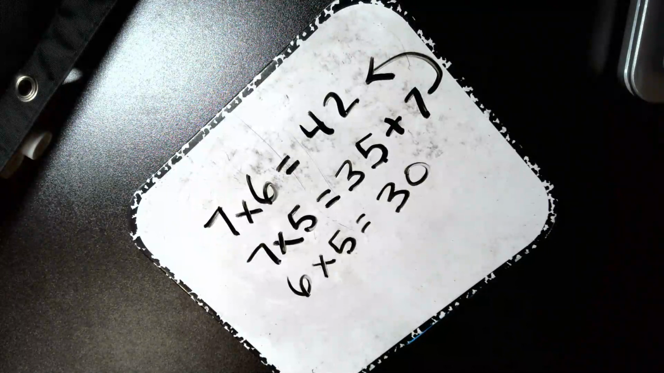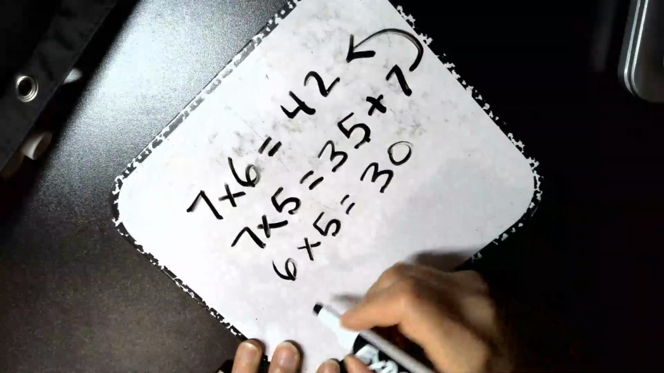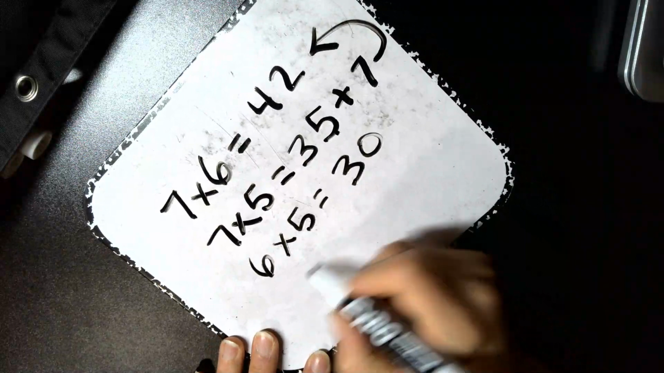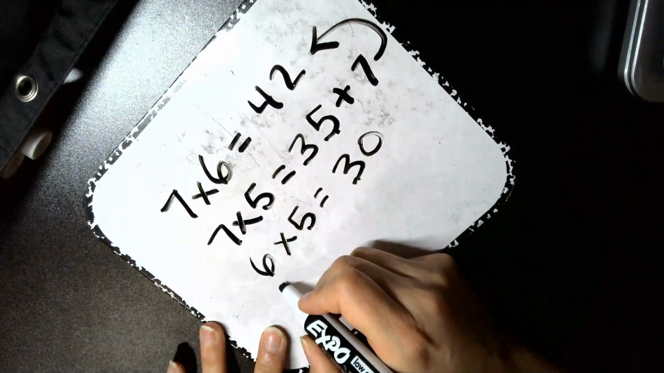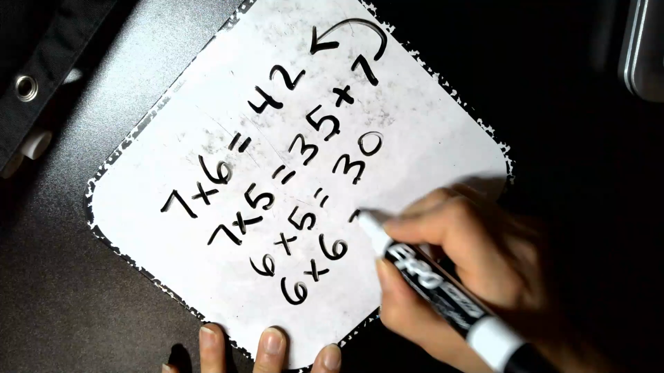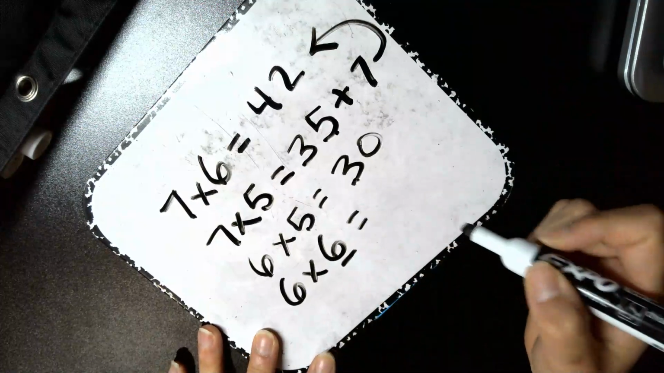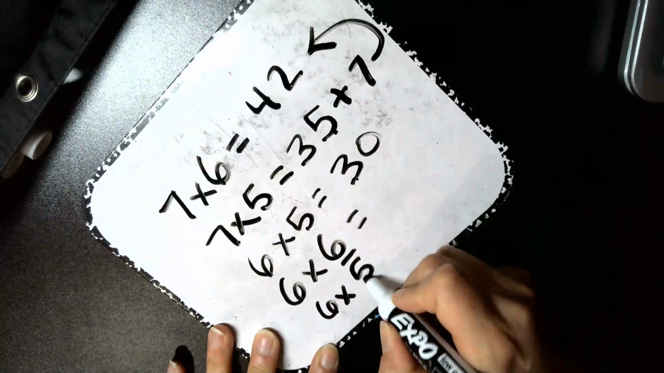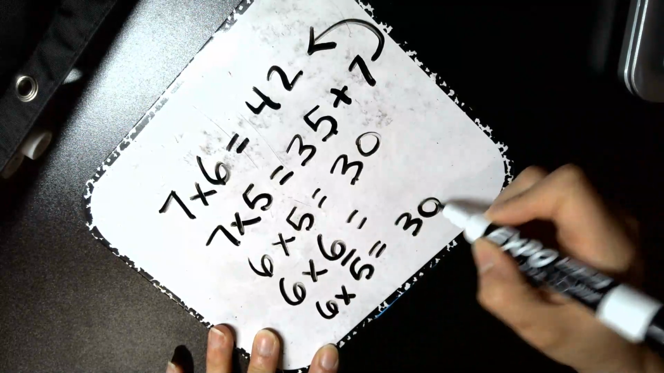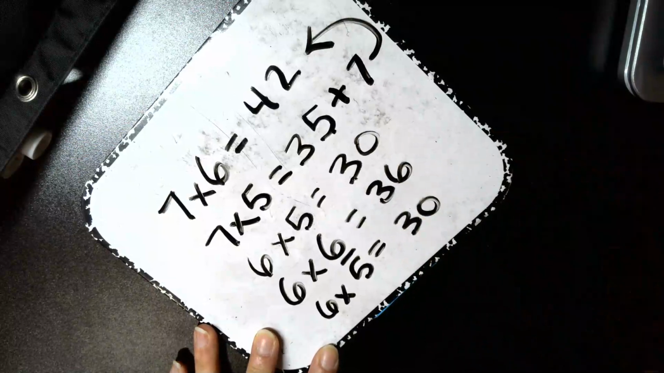You just add one more group to the 6, and it's way easier if it's just an even number, because if you have 6 times 6, for example, this is an even number, so you can just do 6 times 5 equals 30. So then you just add another 6, and it's 36.